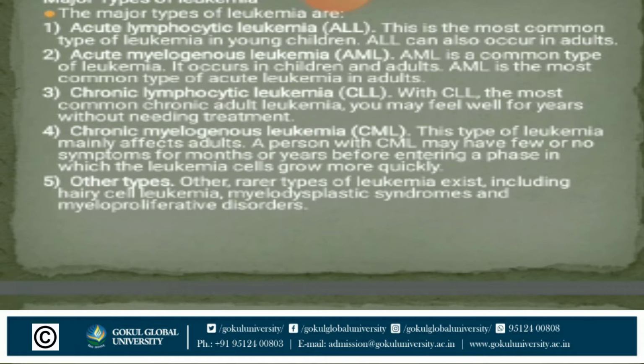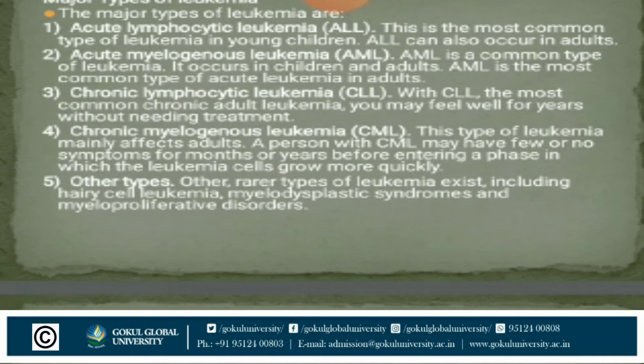And fifth one, other types. Other rarer types of leukemia exist, including hairy cell leukemia, myelodysplastic syndromes, and myeloproliferative disorders. Here two things are most important: myelodysplastic syndrome and myeloproliferative disorder. Both of these are included in the other types of leukemia.